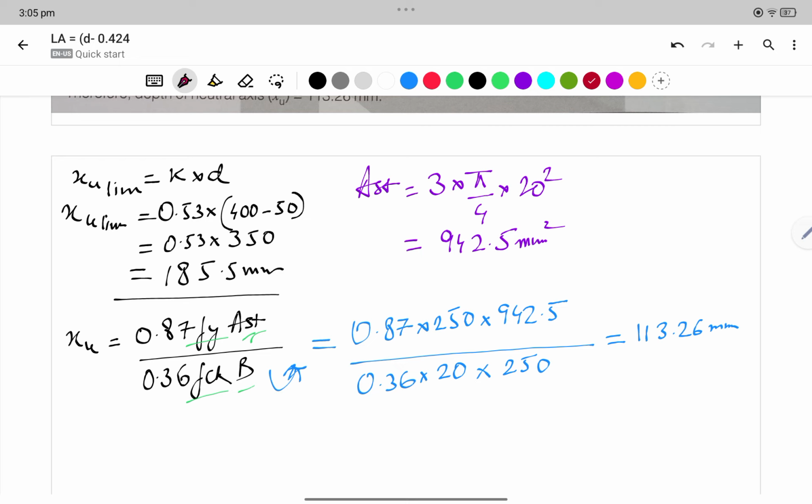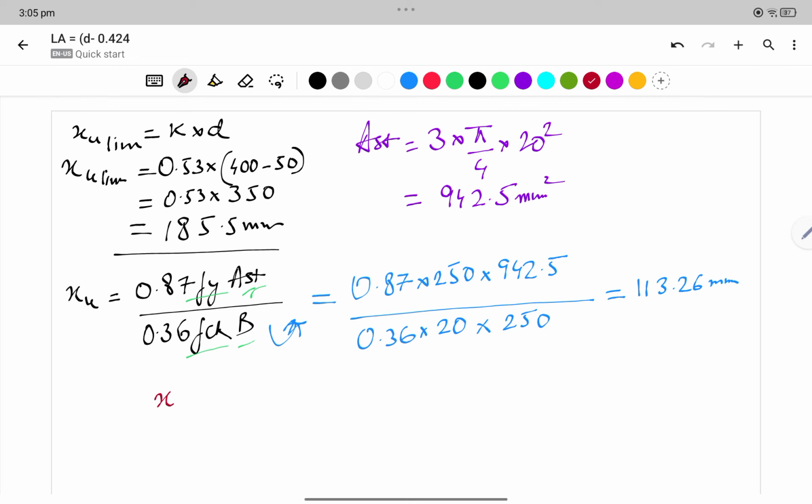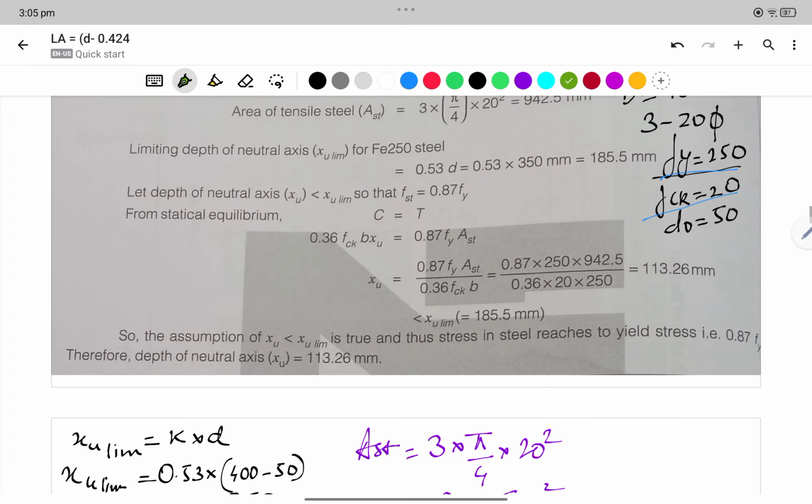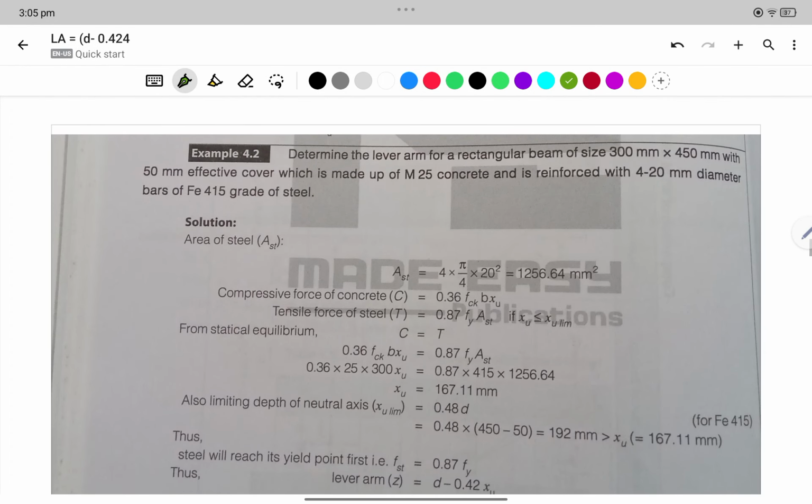So what we can conclude, XU limiting is greater than XU, so it is under reinforced. So we will take the value of XU, the neutral axis depth, as 113.26 mm. This is the answer. So the numerical is completed, and we will shift to the next numerical.